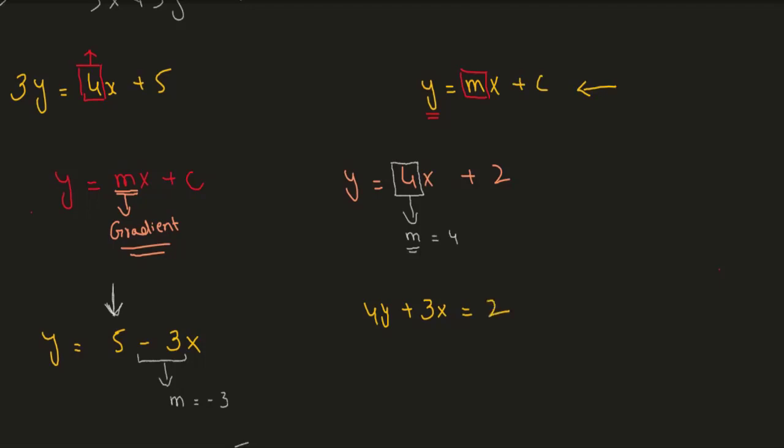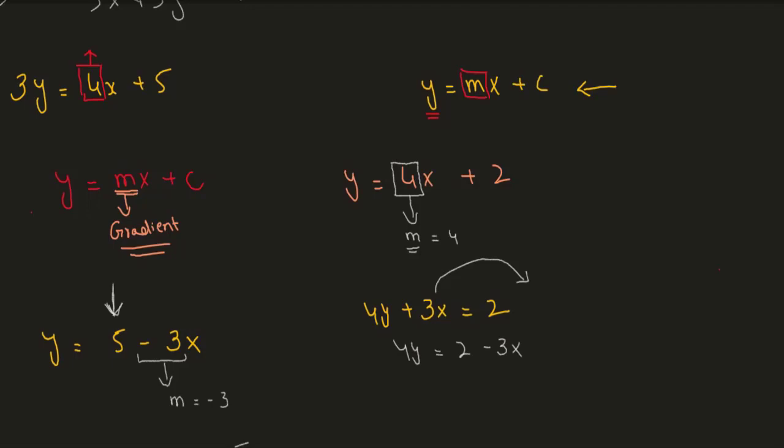Okay, so we have to remember that before looking at what's right next to the x, we have to see if y is the subject or not. Subject means that we have to isolate y. In this case, we can see that y is not isolated. So we are going to make y the subject. We can do that by taking this 3x to the other side. So 4y is equal to 2 minus 3x.